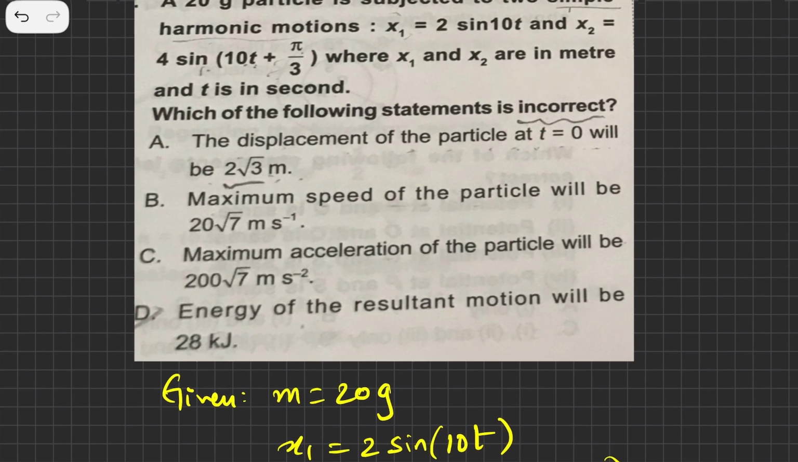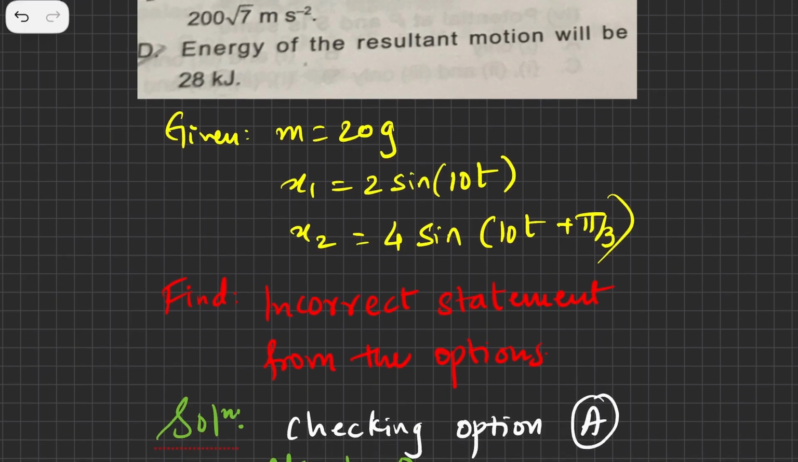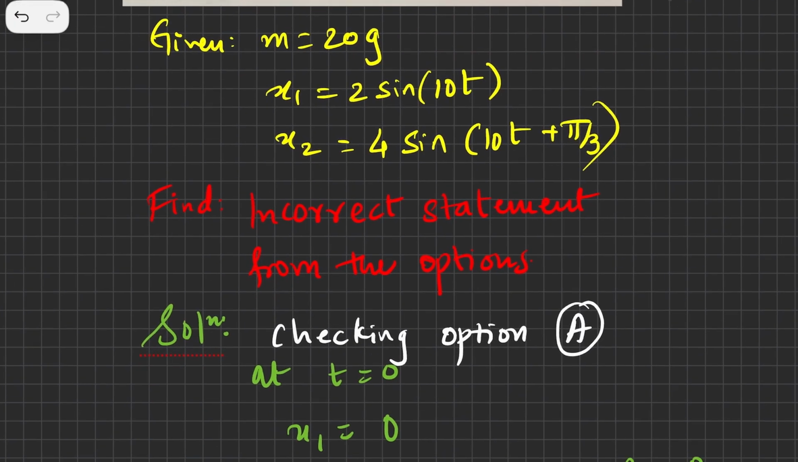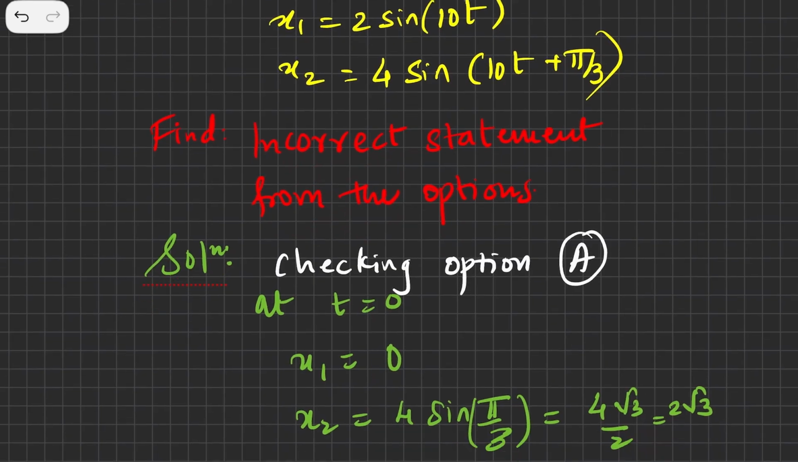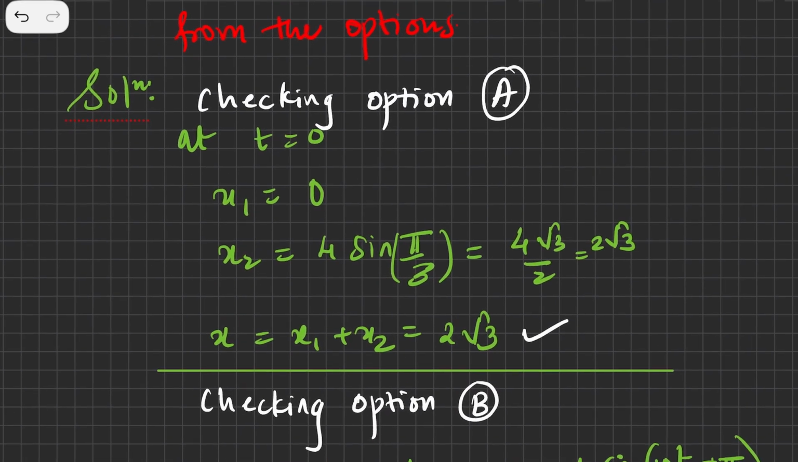So let's see. I've slotted the data. Mass is given, this is in grams. Definitely we'll have to convert this into kg. So that is equal to 20 into 10 raised to minus 3 kgs. So x1 is given, x2 is given. There are two equations, and we are supposed to find out the incorrect statement from the given options. So I'll check for option A.